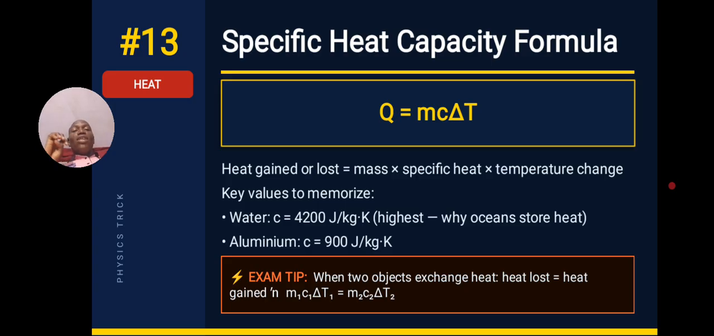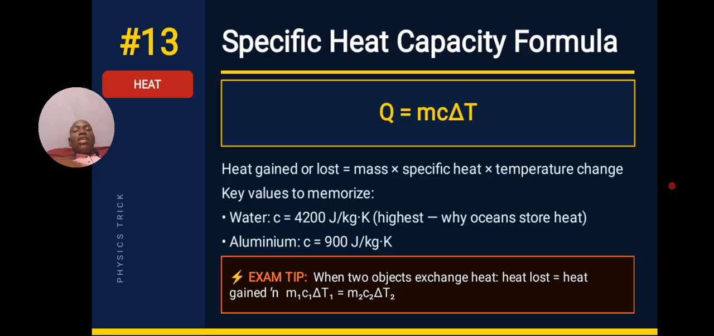The formula to calculate quantity of heat is mass times specific heat capacity times change in temperature. That's the formula there. Q stands for heat, m stands for mass, c stands for specific heat capacity, delta T stands for change in temperature, the difference in temperature. So heat gain or heat loss is equal to mass times specific heat times temperature change.